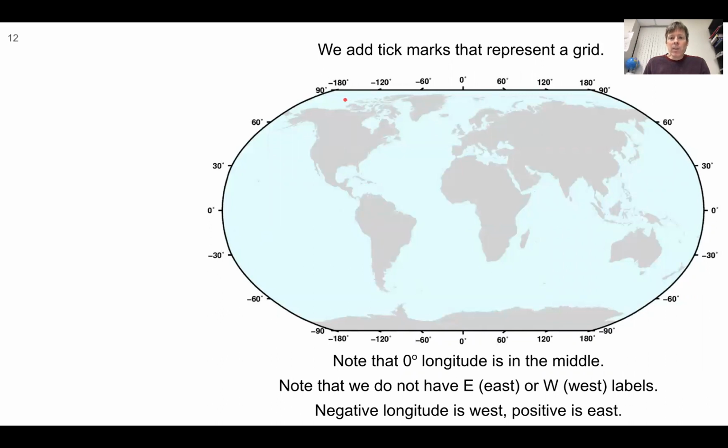We can add tick marks, these little tick marks that represent a grid. So this is giving us an idea. We need the coordinates of things. This is the longitude, 0, 60, 120, 180. And note that 180 degree longitude is in the middle. Here it is right here. And latitude, there's the equator, 0 cutting across, 30, 60, 90 at the pole. So note that 0 degrees longitude is in the middle. We do not have the east or west labels. Negative longitude is west, positive is east. It's just way simpler that way, in my view, to not have those extra labels.